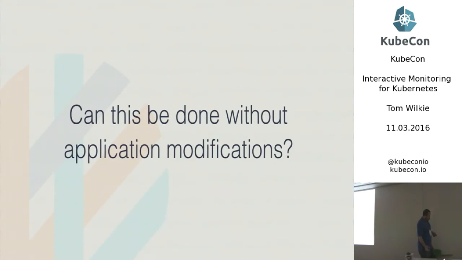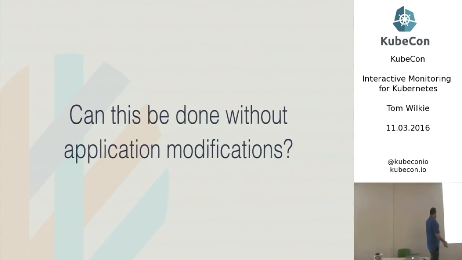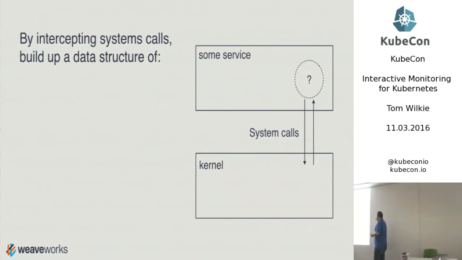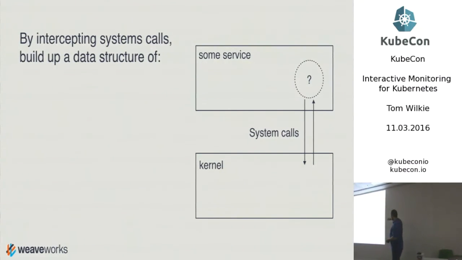So I thought, wouldn't this be awesome if we could do this without application modifications? Wouldn't that be nice? And then for those cases where you can't persuade the team to instrument their binary, you maybe have some other techniques. And I think you can. You can intercept these system calls. This is kind of what the Magpie paper was saying.